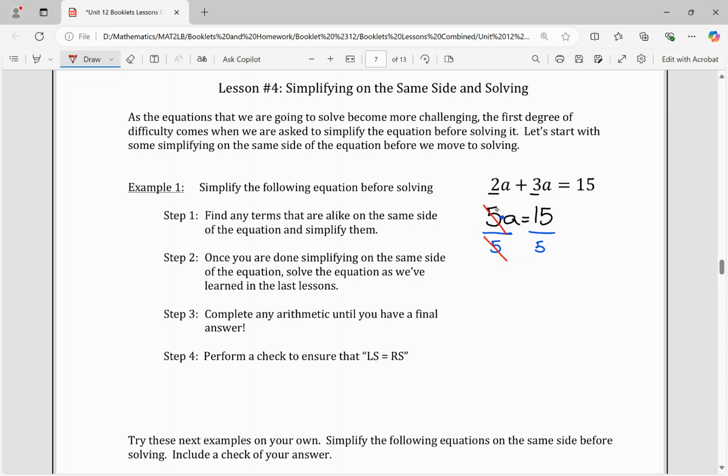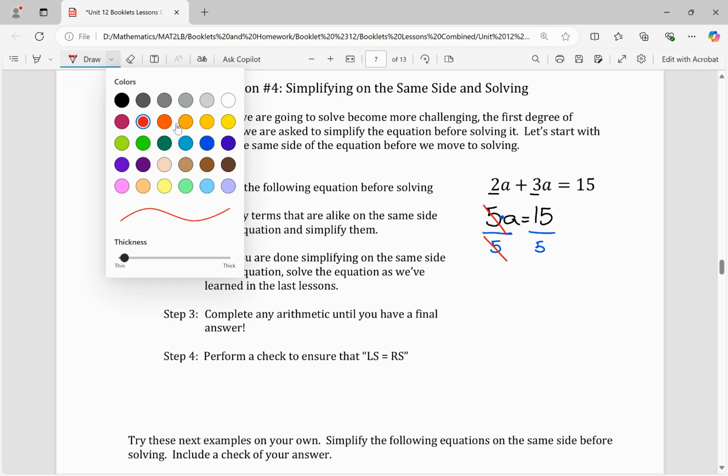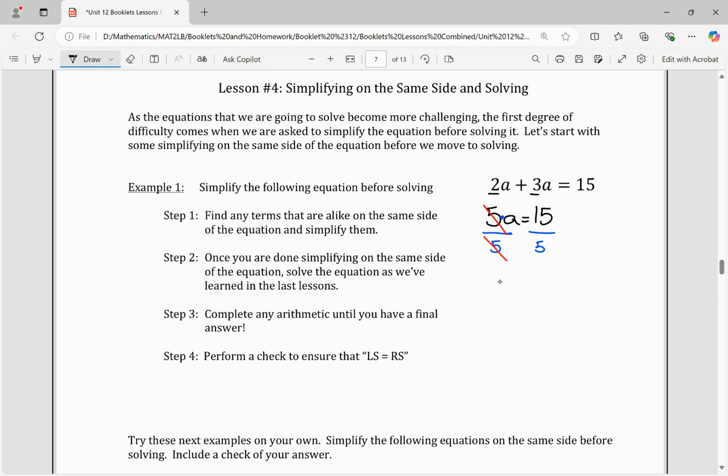Now, next, you see that on the left-hand side, the two fives are going to cancel out, leaving us with a is equal to 15 divided by 5, or in other words, 15 divided by 5 is 3, so a is equal to 3.